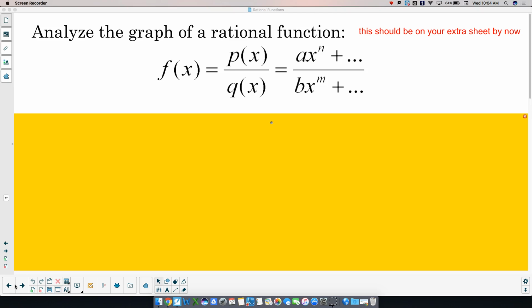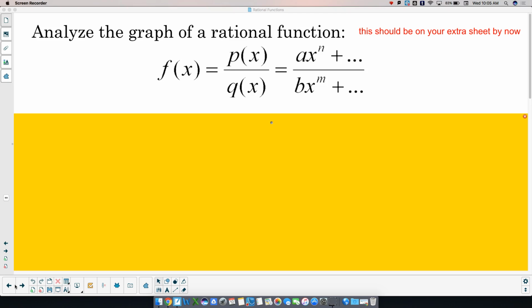Okay? All right? So, if it says analyze the graph of a rational function, that means I have to have the graph of a rational function. So, how do I produce the graph of a rational function? First step. What do I do first? Again, you all have this literally in front of you right now, provided that you've made yourself a cheat sheet. First step.